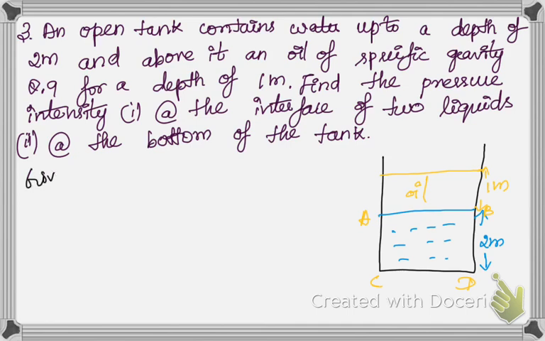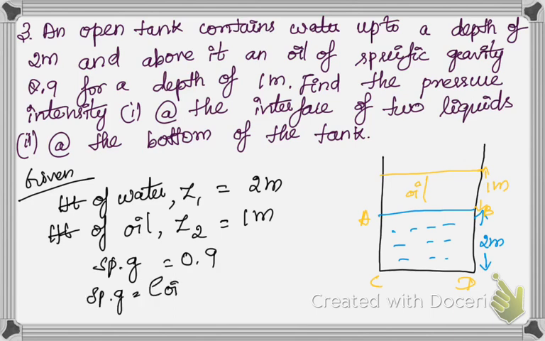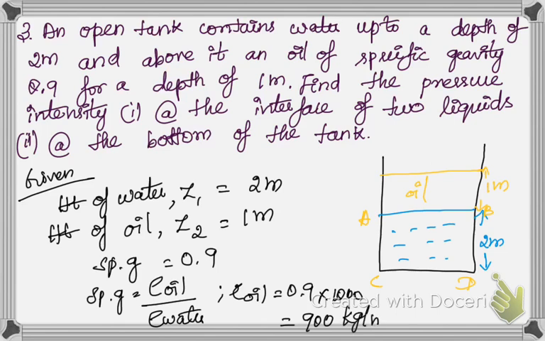So next I am writing the given data. Height of water, I am taking it as Z1, which is going to be 2 meter. Then height of oil, which is my Z2, that is 1 meter. And apart from that, a specific gravity of 0.9 is given. So if specific gravity is given, we have to get the density of that particular liquid. So specific gravity is equal to density of oil by density of water. So density of oil will be 0.9 into 1000, which is 900 kg per meter cube.